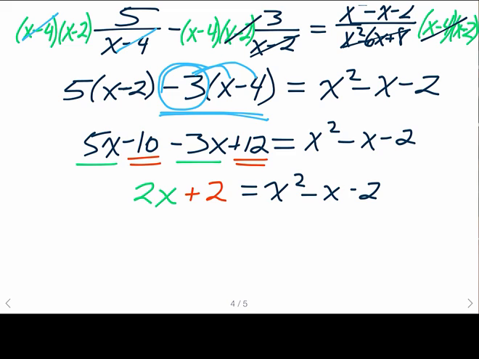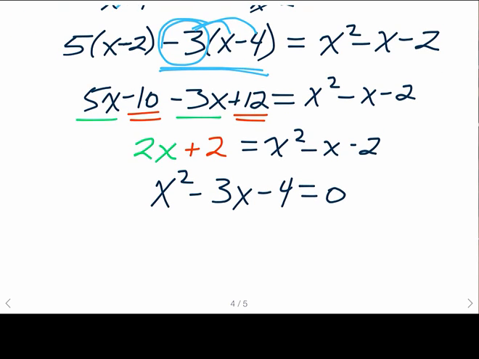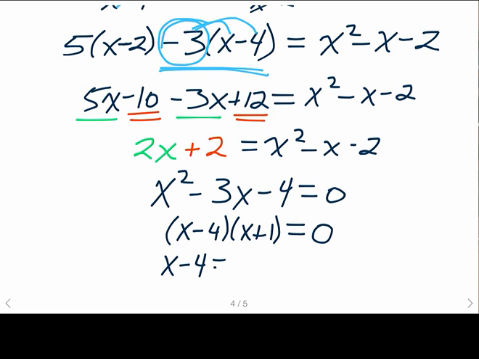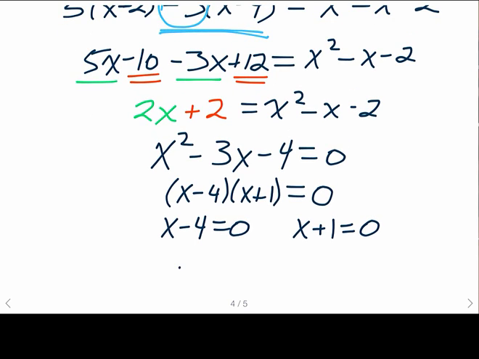Bringing everything to the same side will leave us with x squared minus 3x minus 4 is equal to 0. X squared minus 3x minus 4 factors into x minus 4 times x plus 1. Since that equals 0, we can say that either x minus 4 is equal to 0 or x plus 1 is equal to 0, leading us to conclude that x is either equal to 4 or negative 1.